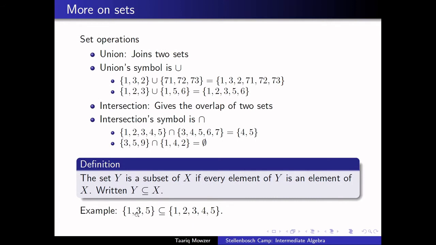So for example, {1, 3, 5} is a subset of {1, 2, 3, 4, 5}. That's because 1, 3, and 5, the set, is completely in the set. It has a 1, 3, and 5. A counterexample is that {1, 3, 5} is not a subset of {1, 3, 4}, because 5 is in this set, but not in this set.